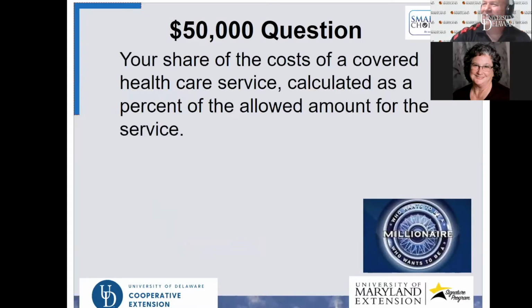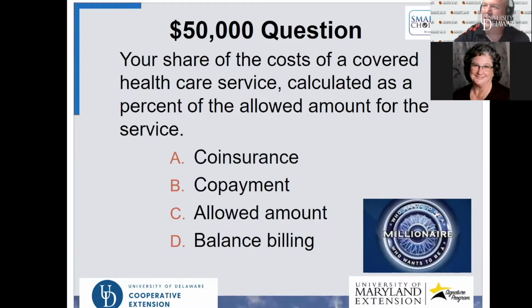The $50,000 question: your share of the cost of a covered healthcare service calculated as a percentage of the allowed amount for the service. Your options are coinsurance, copayment, allowed amount, and balance billing. And so A is correct, coinsurance.